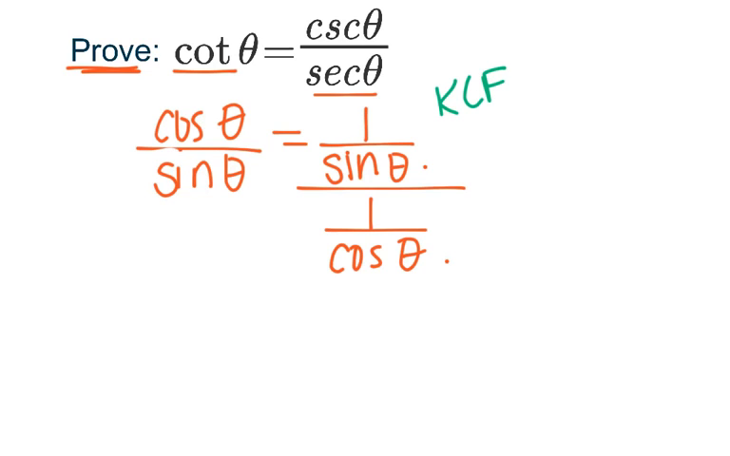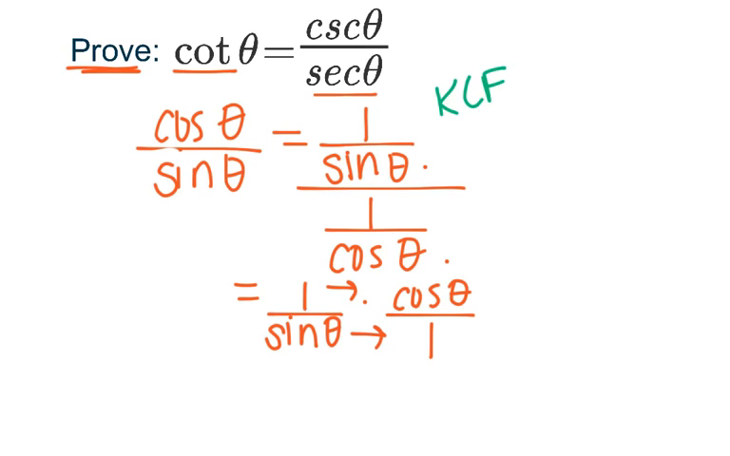So instead, I'm going to employ the keep, change, flip method that works for complex fractions. So when I do that, that turns into 1 over sine theta, which is the keep. This turns into a multiplication problem, that's the change. And flip means I'm flipping 1 over cosine theta to cosine theta over 1. And the rule for multiplying fractions is that I just multiply straight across. So this does in fact end up giving me cosine theta over sine theta. So my proof checks out.